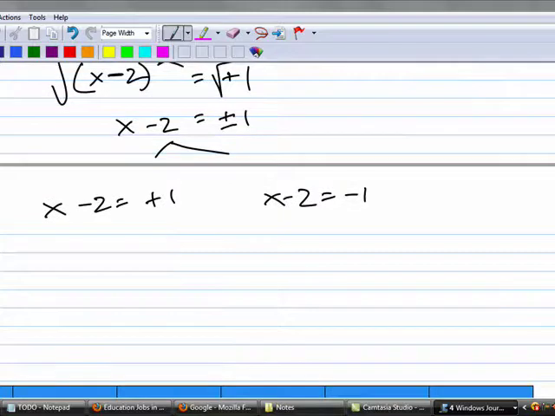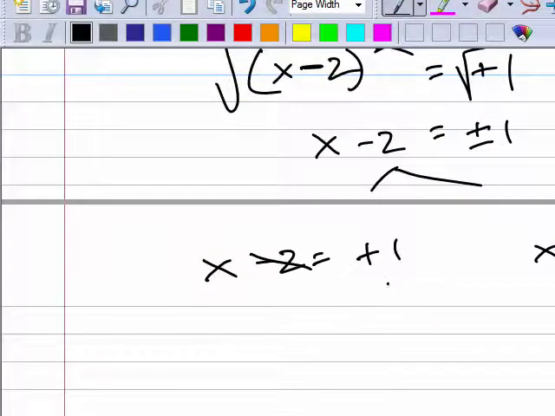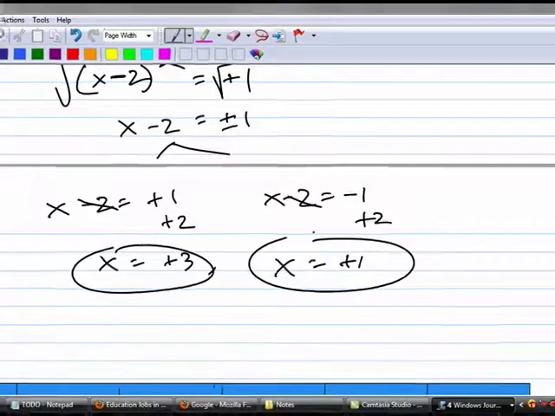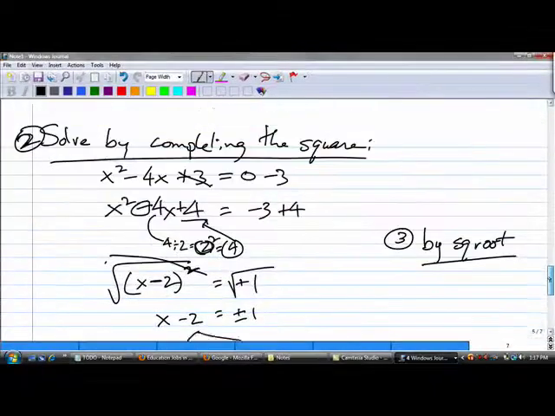So here I want to solve for x. I'll move the negative 2, it becomes positive 2. X equals positive 3. And on the right hand side, move the 2, positive 2. X equals negative 1 plus 2 becomes positive 1. So here I have my two answers. And this we did by completing the square.